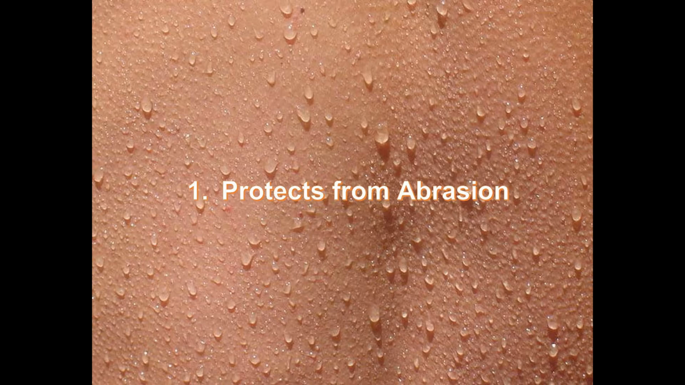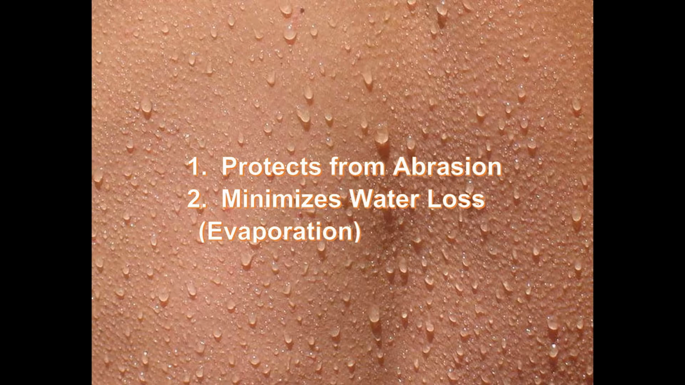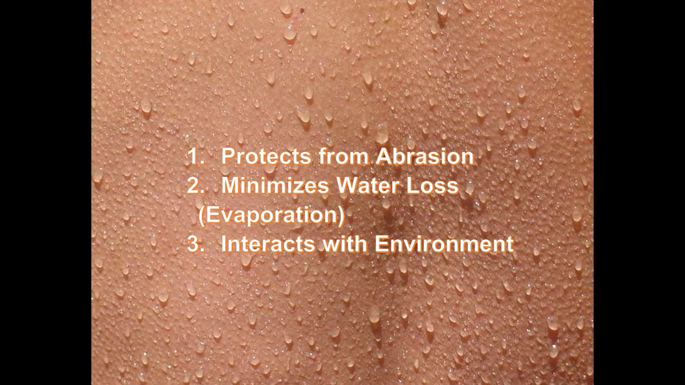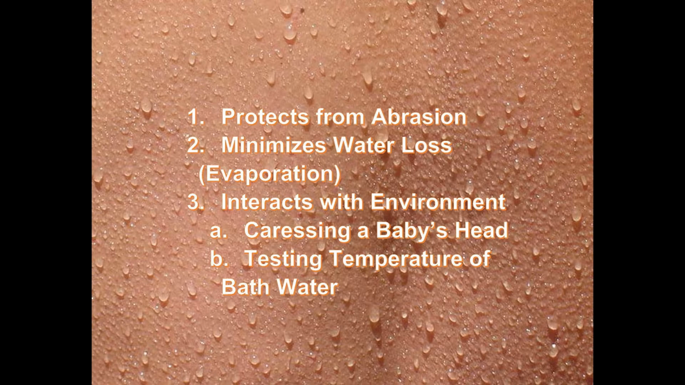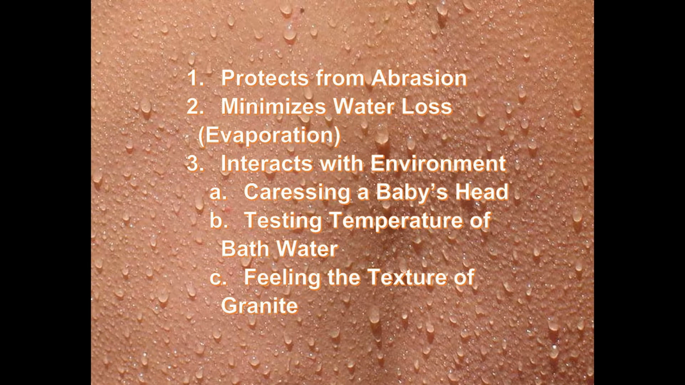It's the most visible organ system in our body because it's located outside. It protects us from abrasion. It minimizes water loss, evaporating water loss. It also allows us to detect our external environment, like touching a baby's head, testing bath water, or feeling a granite rock. So our integumentary system can do quite a few different things. Let's go on to some of the structures here on this model.